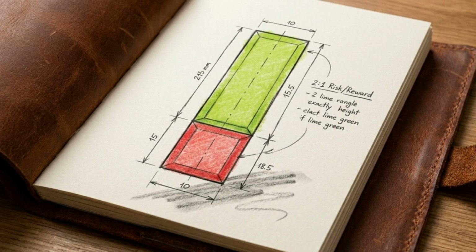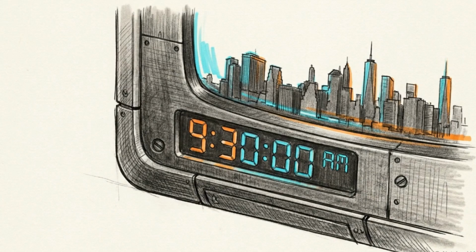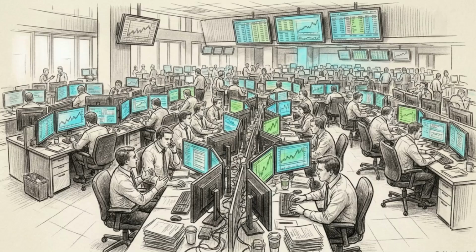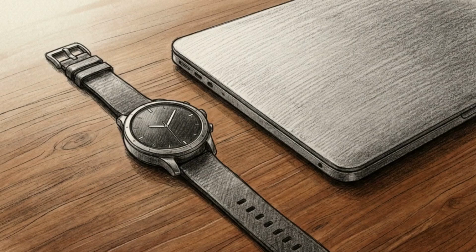Setting up your NASDAQ chart for the 9:30 a.m. New York Open is only the first step. To stay on the right side of the trade, you need to recognize how the smart money actually enters the market. Step 1 requires the 15-minute time frame.